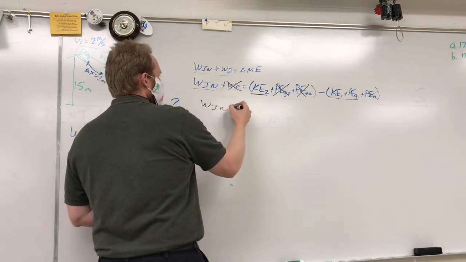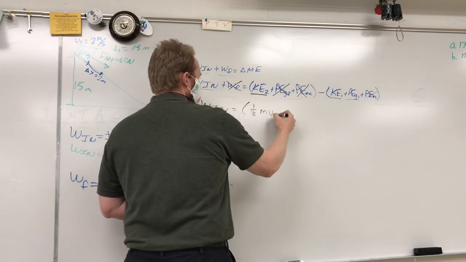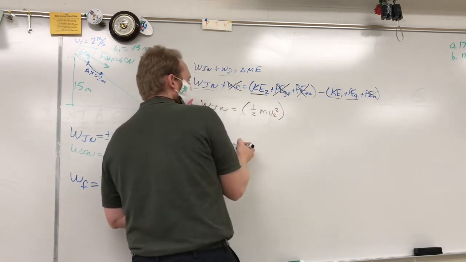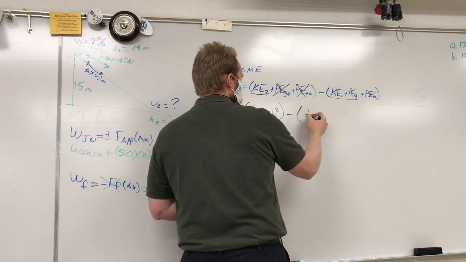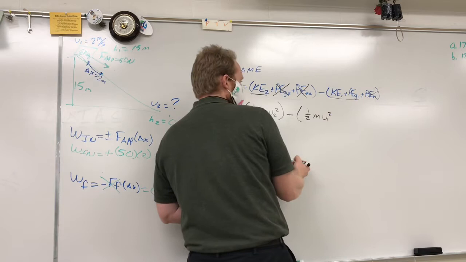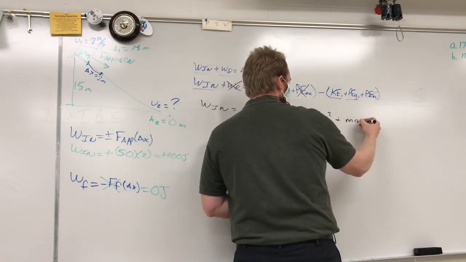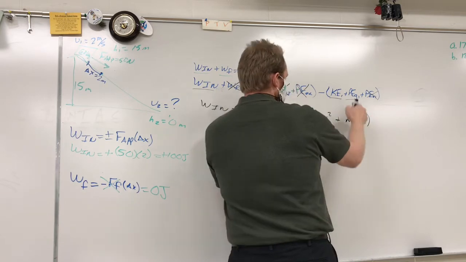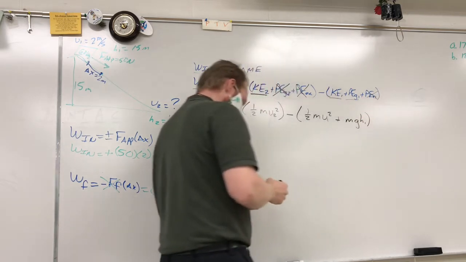Work in is equal to 1/2 m v2 squared. That's your KE2 piece. Minus my KE1, that's 1/2 m v1 squared, but then we have to add m times g times h1. Notice how I have these two things in parentheses.